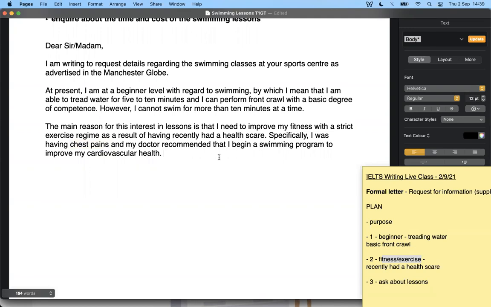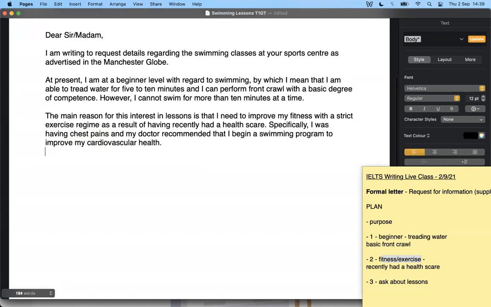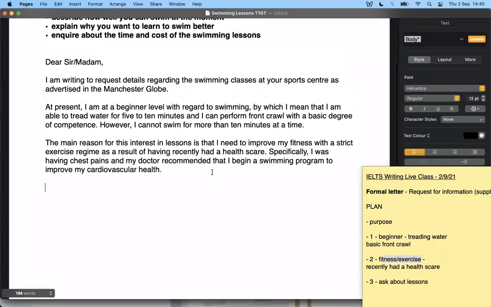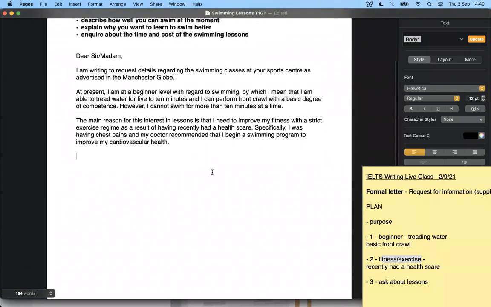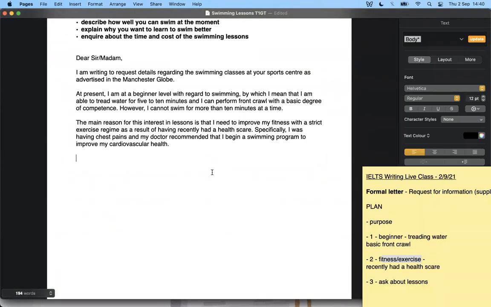Notice that the coherence and cohesion is not just due to the general meanings of the sentences, but also the vocabulary, kind of linking things together here. So specifically, I was having chest pains and my doctor recommended that I begin a swimming program to improve my cardiovascular health. Great. Everything's linking together very nicely. Let's move into that final paragraph here, where we are inquiring about the time and cost of the swimming lessons.